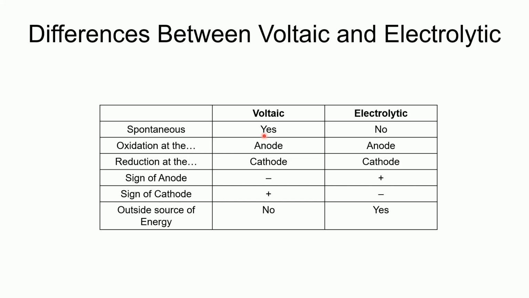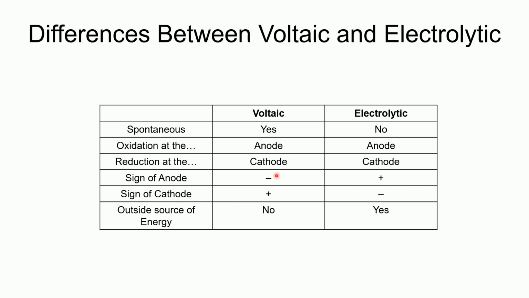We'll find for voltaic cells, oxidation will occur at the anode and reduction at the cathode. For electrolytic cells, it's the same thing. So oxidation always occurs at the anode, reduction always occurs at the cathode. And that doesn't matter what type of cell it is, that's always true. The signs of the electrodes are opposite for electrolytic cells, and I'll explain that by going back to this picture here in a second.